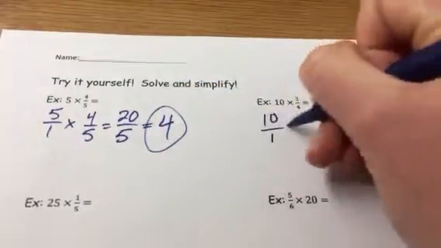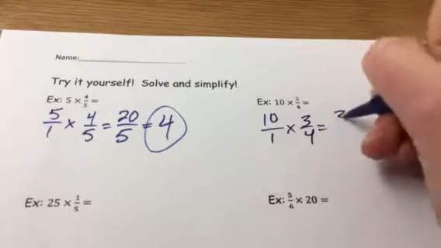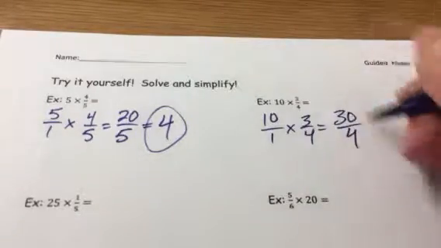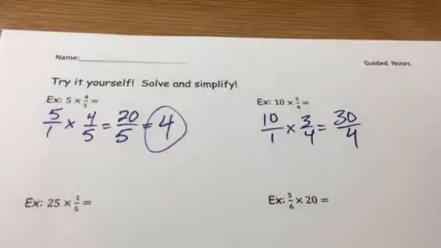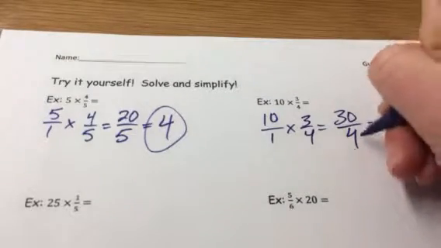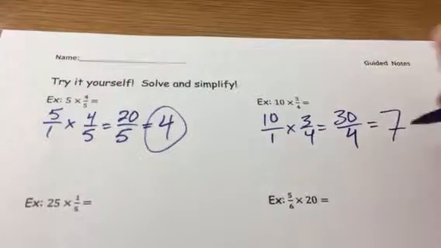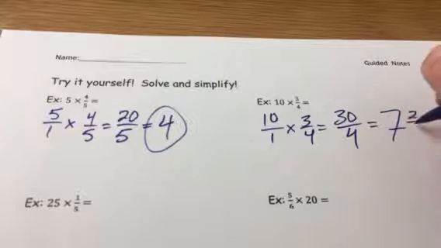So that's a whole number. This is going to be 10 over 1 times 3/4. So I get 30/4. That's improper. I need to turn it into a mixed number. 4 goes into 30 7 whole times. That gets you to 28, which means there's 2 left over. So that's 7 and 1/2 is your final answer.